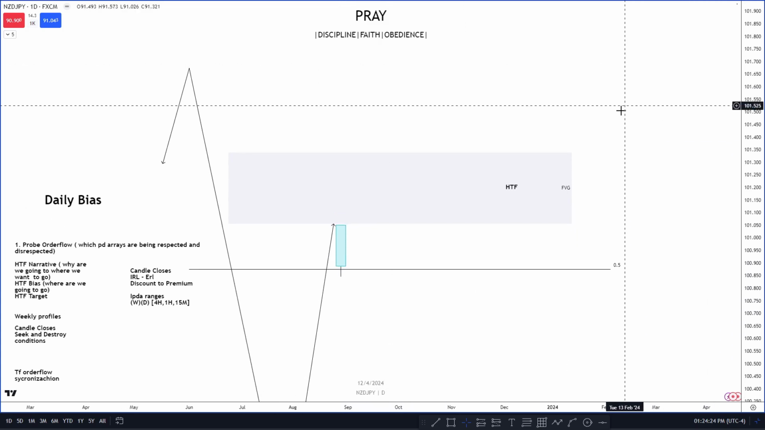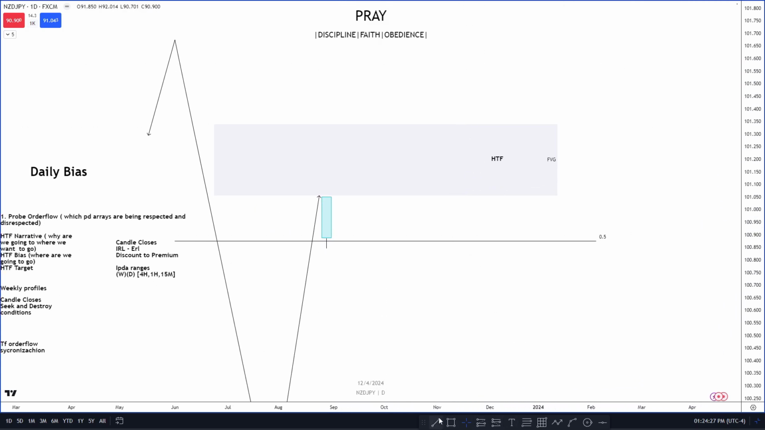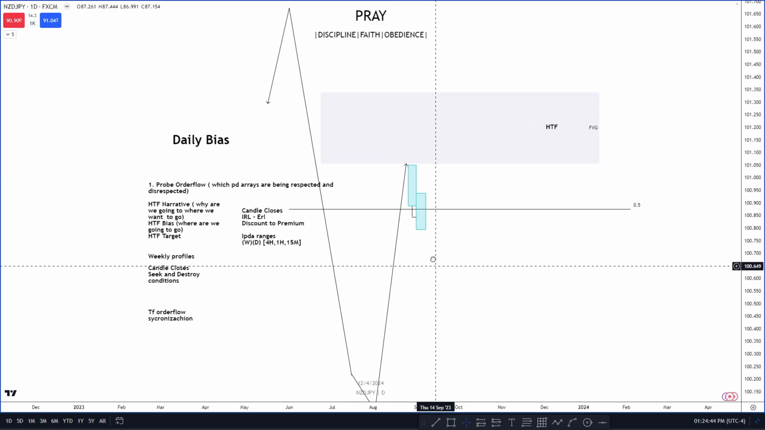Just like this. If we close below on the daily, which is what I'm talking about for candle closes here, we can expect price to continue. If it closes above, like here, we can expect price to go and tap that PD array again. So that's what I mean for candle closes.